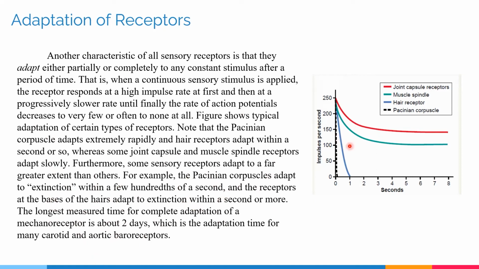As we can see right in this picture, the Pacinian corpuscle adapts very rapidly, and the stimulus that it detects and then transmits as a signal to the nervous system drops down to zero within a fraction of a second. The hair receptor also does so in a time period of seconds, whereas other receptors such as joint capsule receptor or muscle spindle adapt but continue to send signals for a longer period of time.